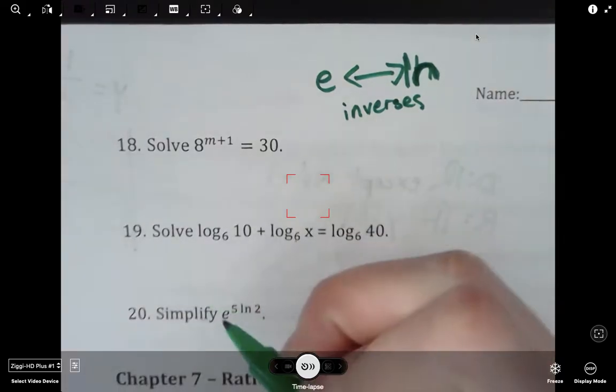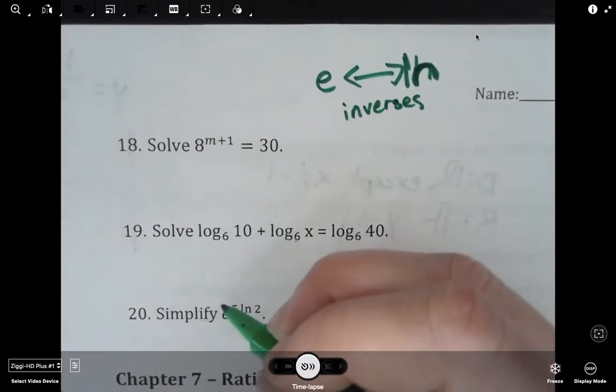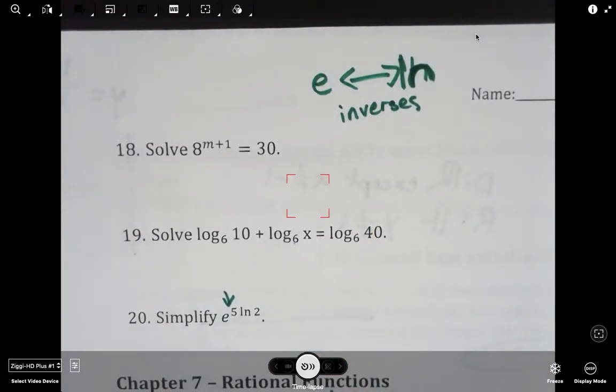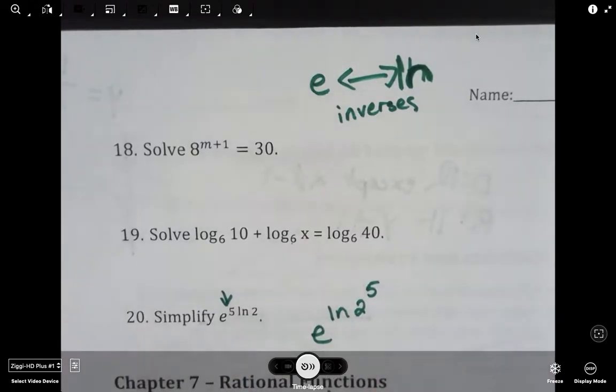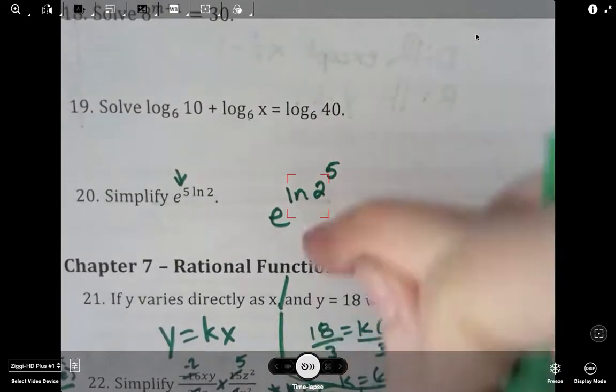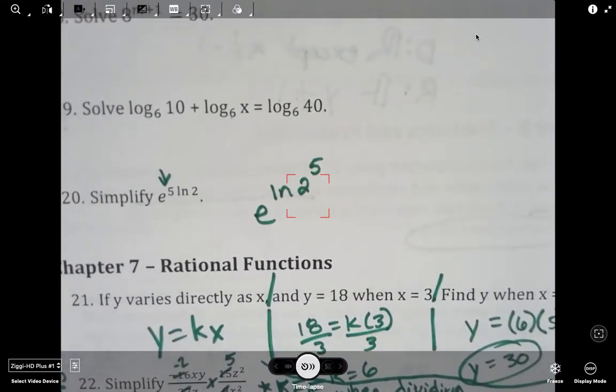e and ln cross each other off only if they are directly touching each other. So this 5 is in the middle. How can I move that 5? Amelia just said, can't you bring it in the front? It is already in front of the log. Can you put it behind the log? So what will it look like behind the log? e to the ln of 2 to the 5th power. The 5 can move to the back.